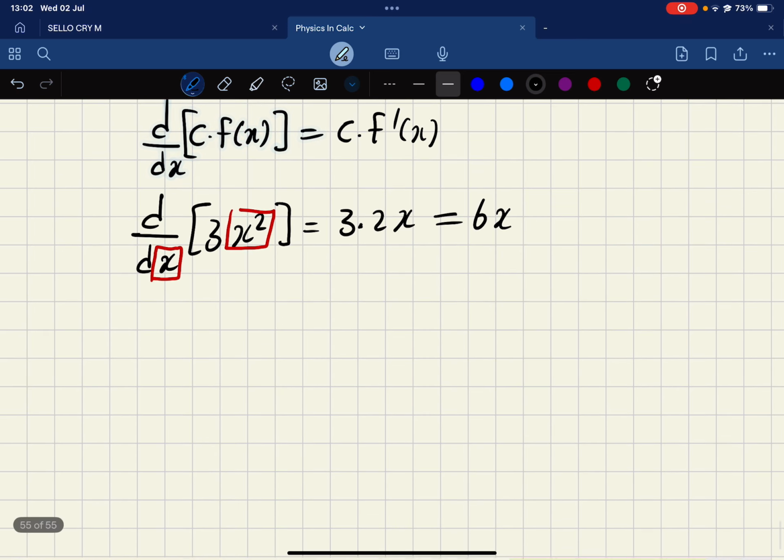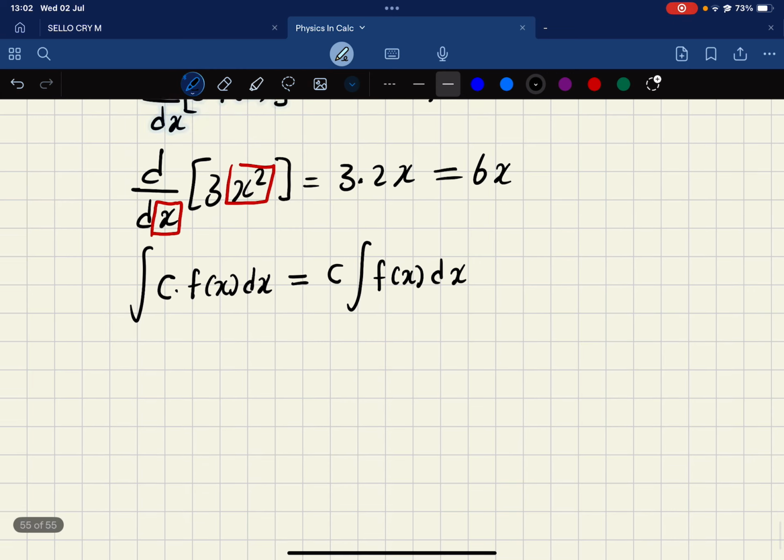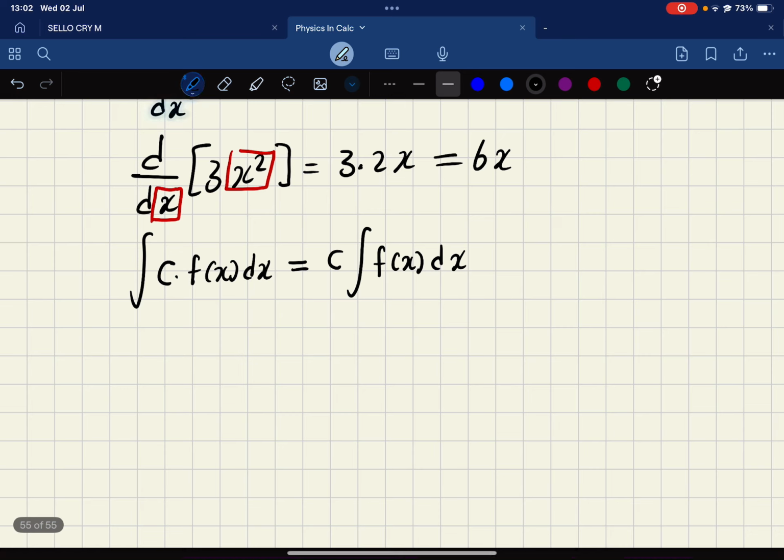Even in integration, if you are integrating a certain function multiplied by a constant, dx, you are allowed to put that constant outside of the integral. Then you remain with what? With f of x dx. Remember, multiplication is commutative. What does that mean? It means that the order does not matter.